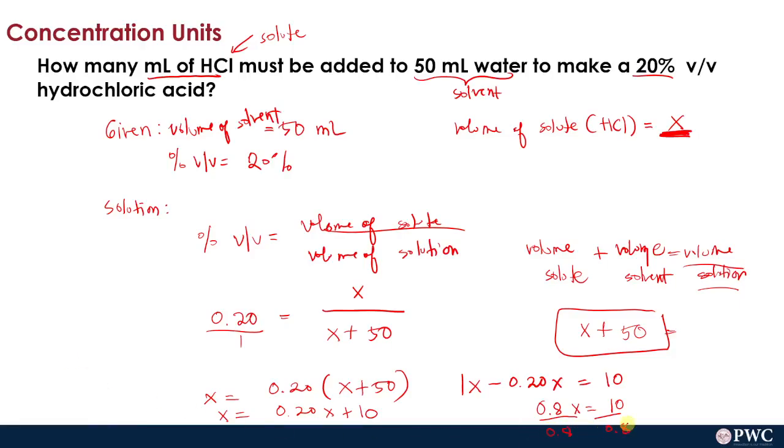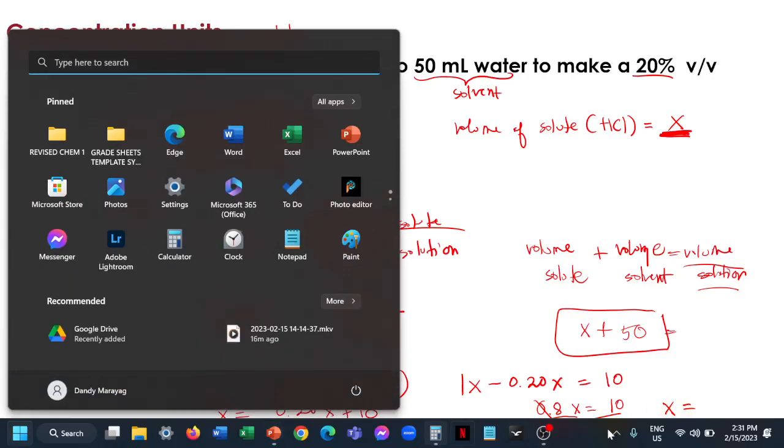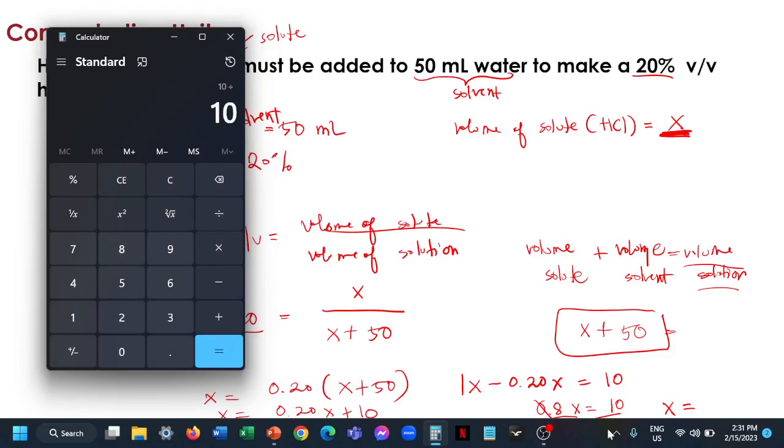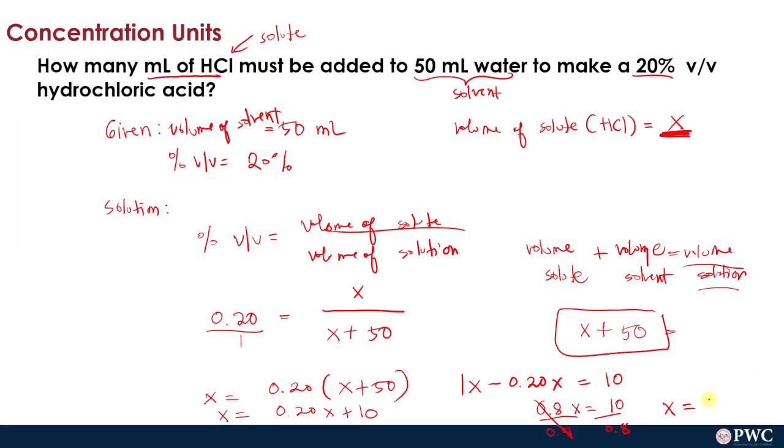0.8. Then divide 10 divided by 0.8. We have 12.5. So here, x is equal to 12.5. This one, by the way, is in mL. Okay, so that's the answer for this item.